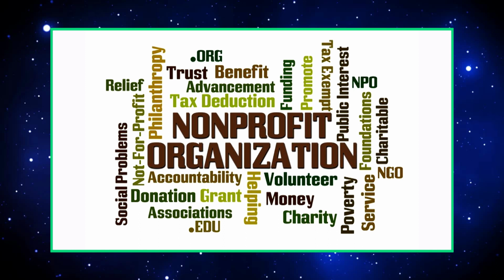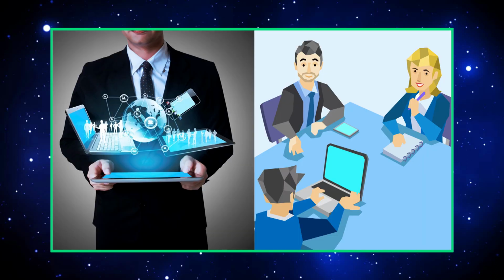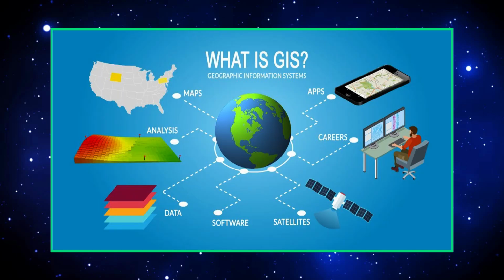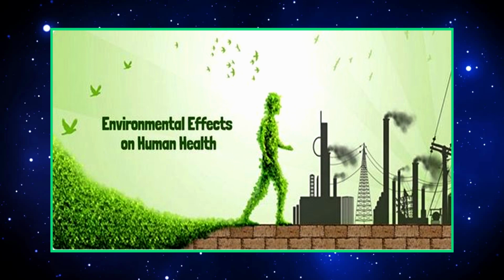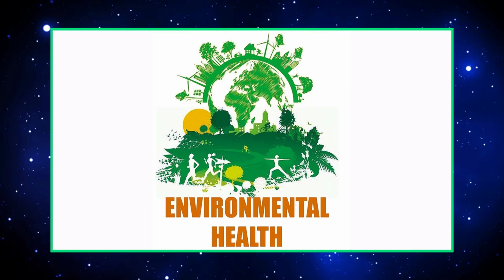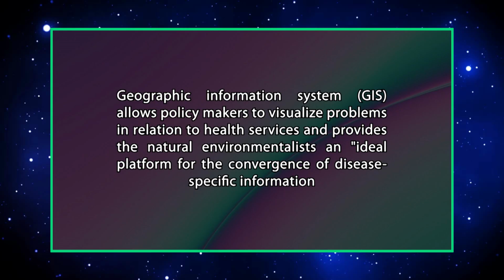Environmental health agencies at all levels of government and the partners that support them, universities, non-profit organizations, IT vendors, and consultants are increasingly using geographic information system technology to assess and protect the health of the populations they serve, understand the impacts of the environment on human health, and improve environmental health service delivery. WHO says GIS is suitable for analyzing epidemiological data that would be more difficult to discover in tabular format. It allows policymakers to visualize problems in relation to health service and provides the natural environmentalists an ideal platform for the convergence of disease-specific information.